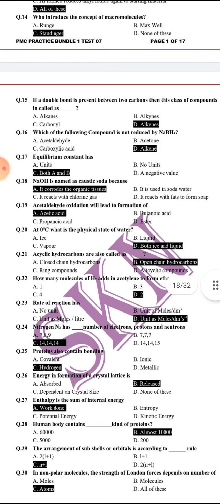The next MCQs, alicyclic hydrocarbons are also called open chain hydrocarbons. Yeah, okay, right. Open chain hydrocarbons. How many molecules of hydrogen add in acetylene to form ethane? Two. Two molecules.